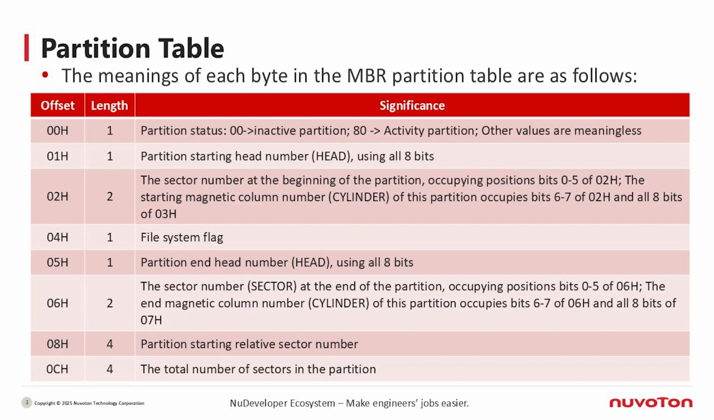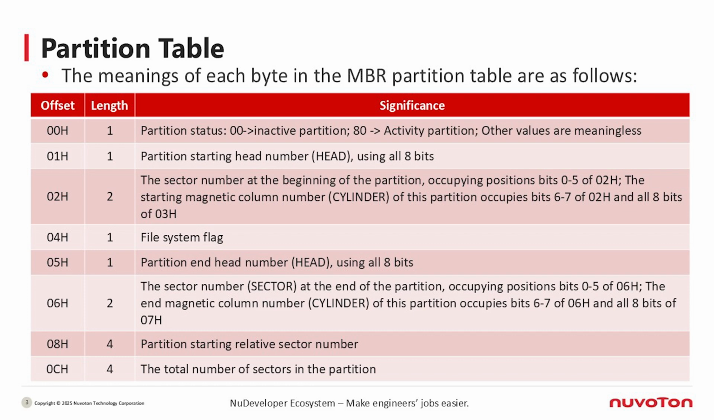As introduced earlier, the MBR structure includes a partition table. The MBR supports up to 4 partitions, with the partition table occupying 64 bytes in total. Each partition entry is 16 bytes in length. The details are as follows. 00H is the partition state, occupying 1 byte. 01H is the starting head number of the partition, occupying 1 byte. 02H is the starting sector number of the partition, occupying 2 bytes. 04H is a file system flag that occupies 1 byte. The commonly used values are 04 for FAT16, 07 for NTFS, and 0B for FAT32.